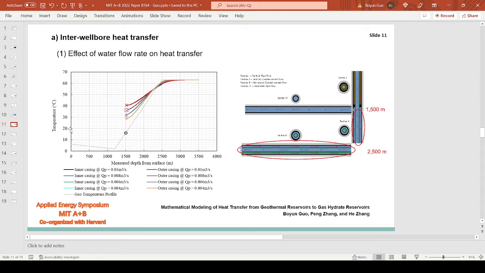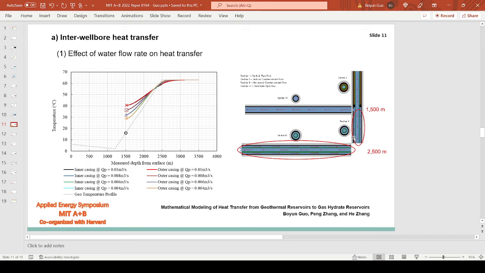It shows the temperature versus the depths. Basically, we're talking about the temperature in the annulus and in the pipe in section 2 and section 3. The temperature in section 3 is the highest. We have a geothermal temperature.